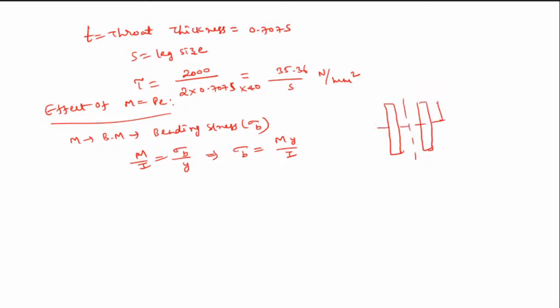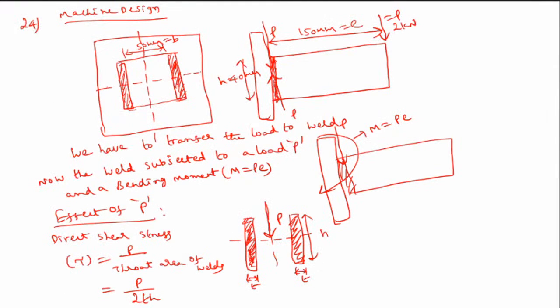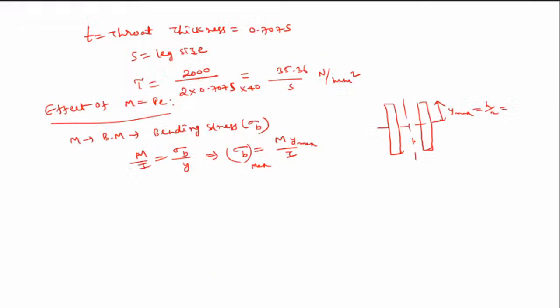So this is your Y. Why Y max? Because we are interested in maximum bending stress. So this is Y max. Y max is nothing but your H by 2. So what is H here? Yeah, it's 40. 40 by 2, that is 20 mm. Okay, so this is your weld. Okay, this is your XX.